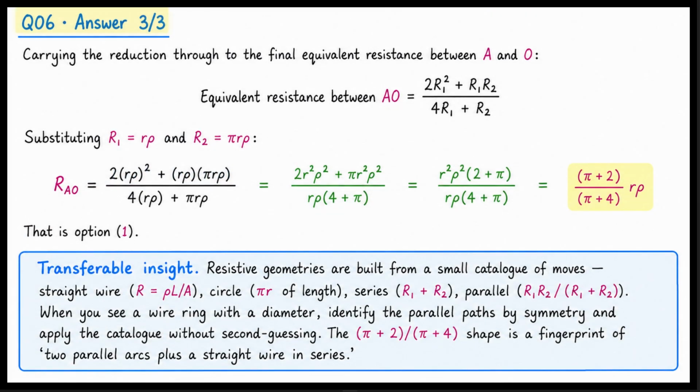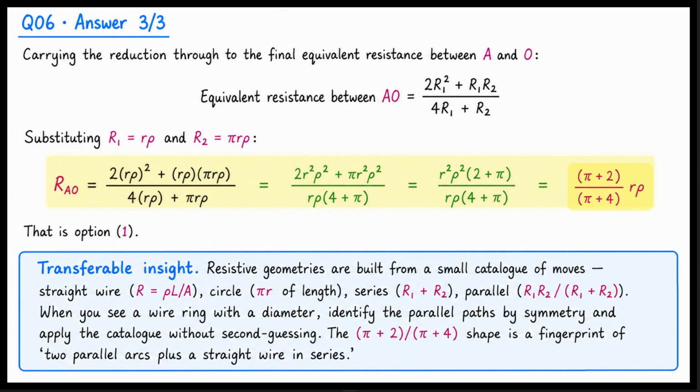Carrying the reduction through to the final equivalent resistance between A and O. The equivalent resistance between A and O equals (2R1² + R1R2) over (4R1 + R2). Substituting R1 equals rρ and R2 equals πrρ, we get (2r²ρ² + rρ·πrρ) over rρ times (4+π).